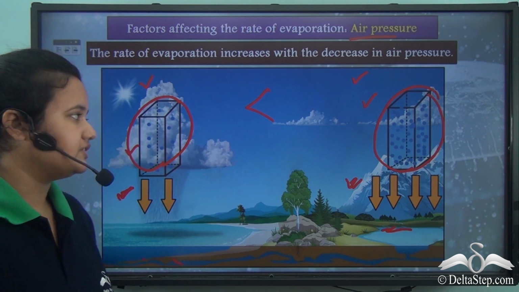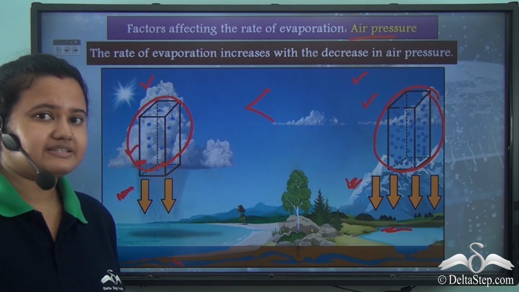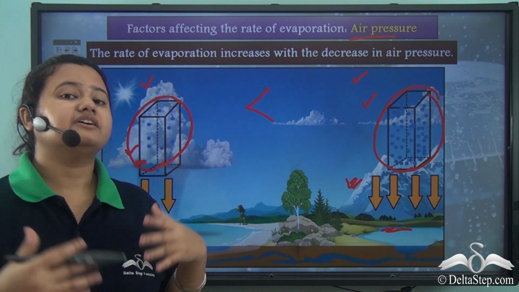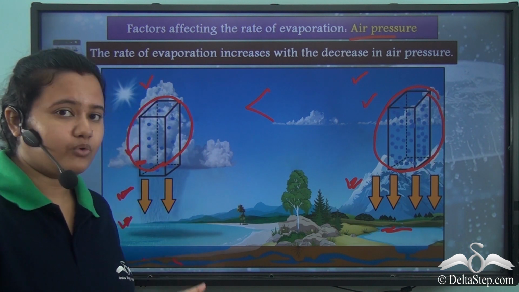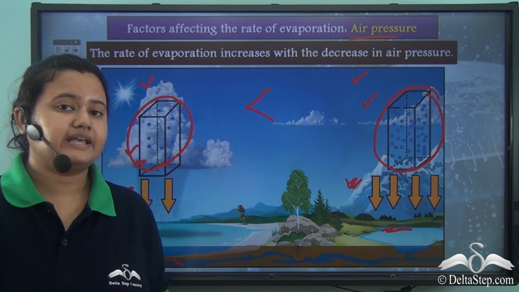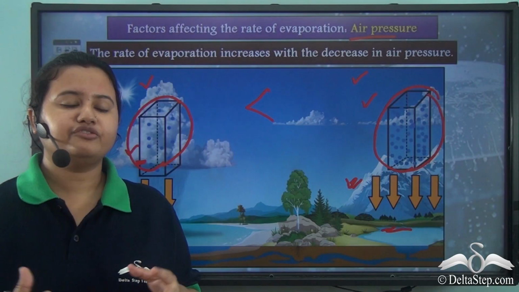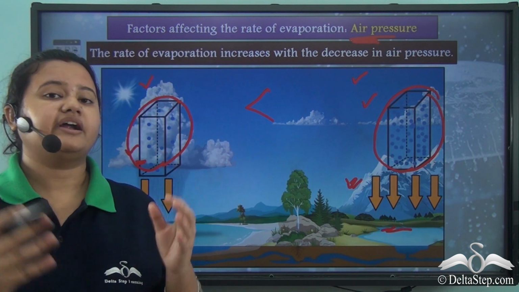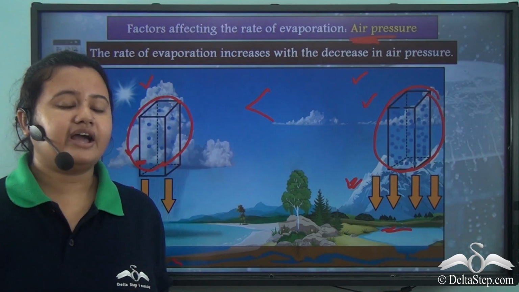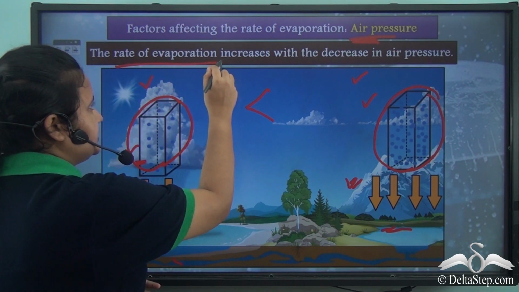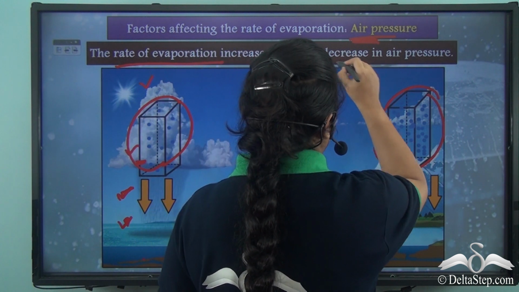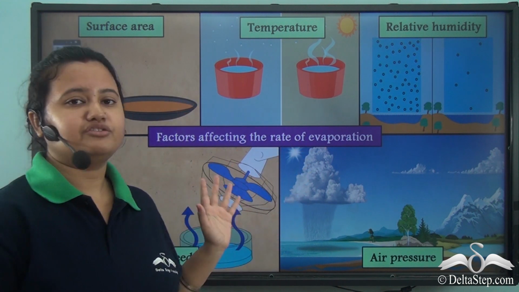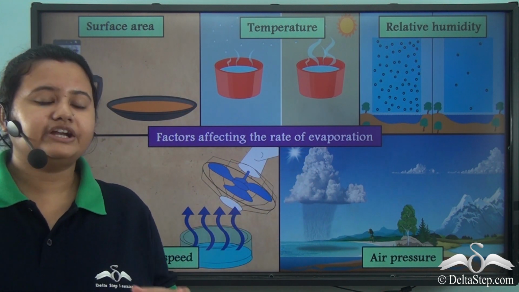Whereas in warmer regions where the air is less dense, the atmospheric pressure is also less, and hence the rate of evaporation will be more as water molecules will escape more rapidly. So here we find that air pressure and the rate of evaporation are inversely proportional. In fact, the rate of evaporation increases with decrease in air pressure. So these are the important factors that affect the rate of evaporation.